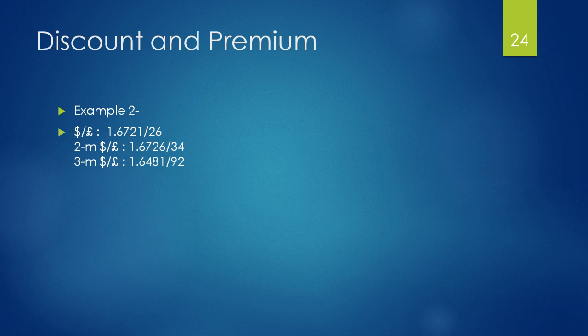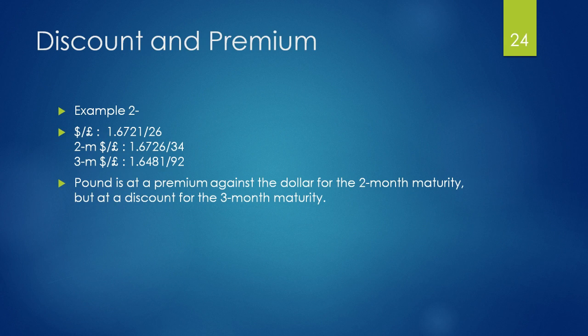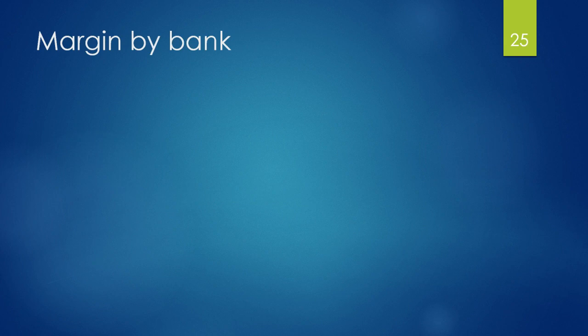Here you can see the exchange rate of the pound is more for the 2-month forward rate and less for the 3-month forward rate. Thus we can say that the pound is at a premium against the dollar for 2-month maturity but at a discount for 3-month maturity. Now we will see margins used by banks in foreign exchange.